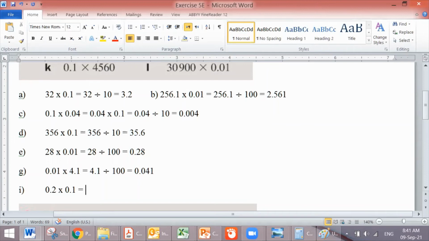So it will be 0.02. So I will just write it 0.2 divided by... 0.1 is the same as dividing by 10. So it will be 0.2 divided by 10. So it will be now, yes, very good, Mahmoud Hassan. The answer will be 0.02. Okay.